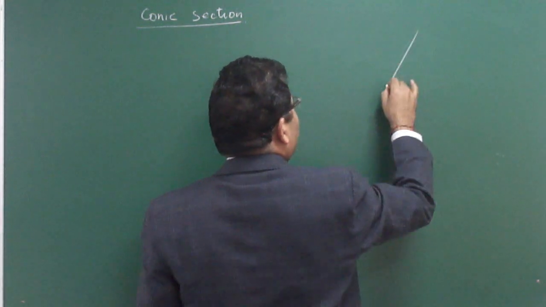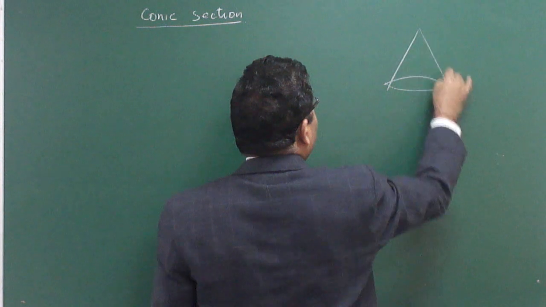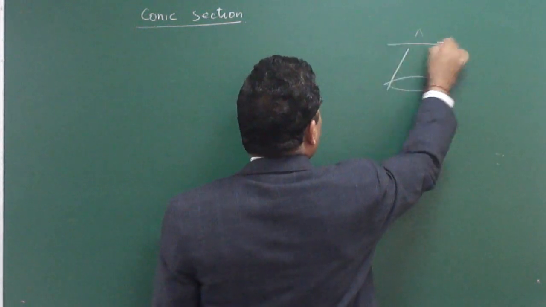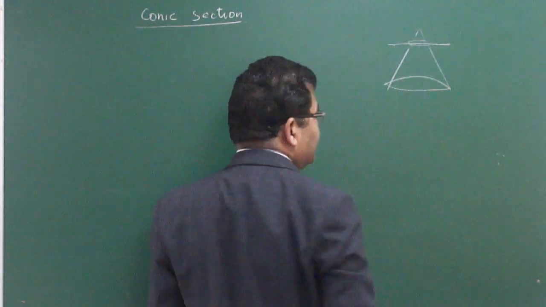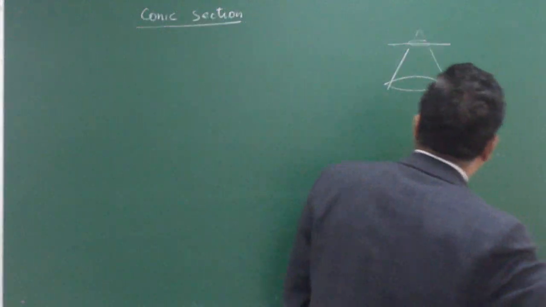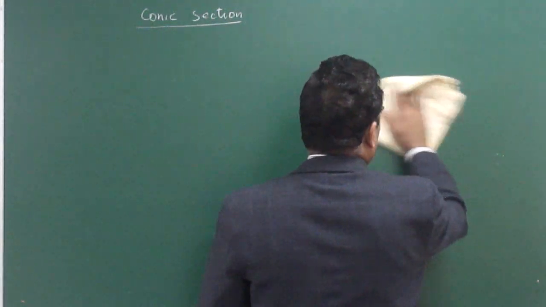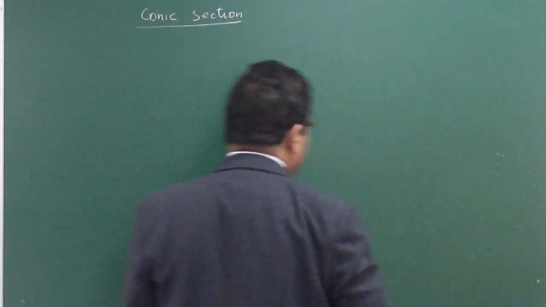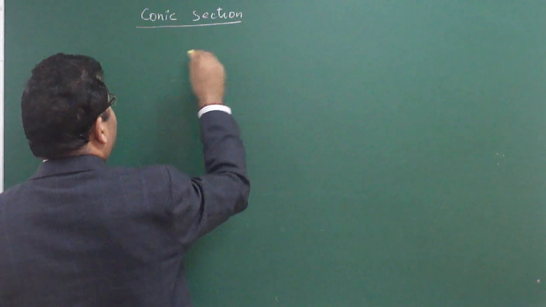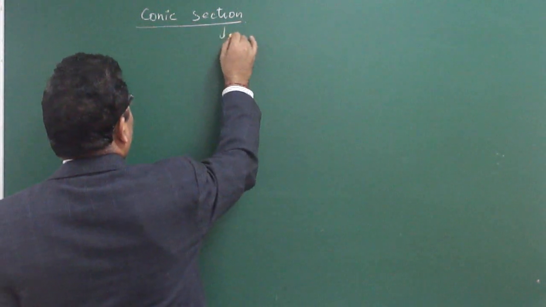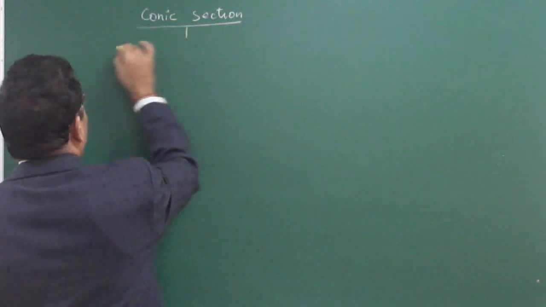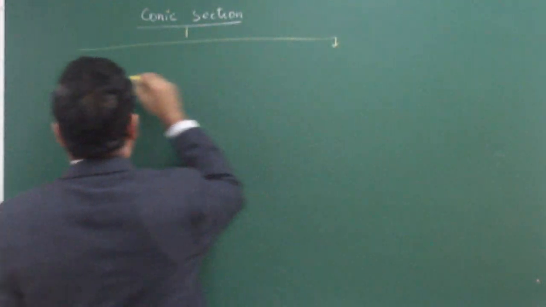Even if we cut it directly parallel to its base, a circle will come. If I cut from here like this, then a circular section will come. So circle, parabola, ellipse and hyperbola, all these four are part of conic, because after intersecting in different ways, these four figures will come. These are all parts of conic.